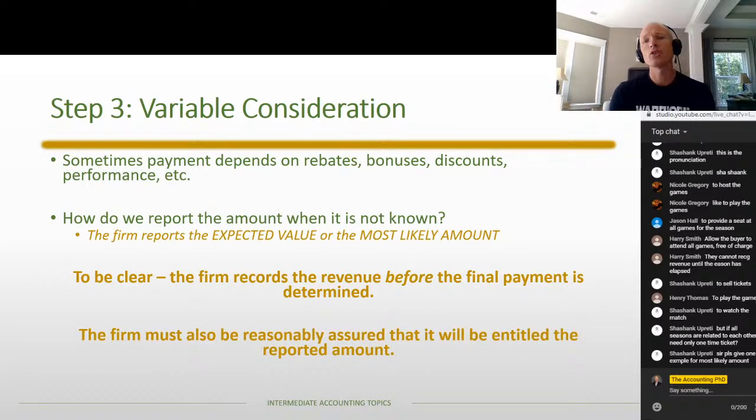The other thing is you must be reasonably assured that you're going to be entitled to the reported amount. So if there's a remote possibility that you're going to get a bonus, you're not really going to report that. Any of these outcomes that you're talking about must be reasonably possible that you're going to achieve. Again, that's not a typical part of it, but you sort of need to ignore remote variable consideration. We only want those that are reasonably possible.